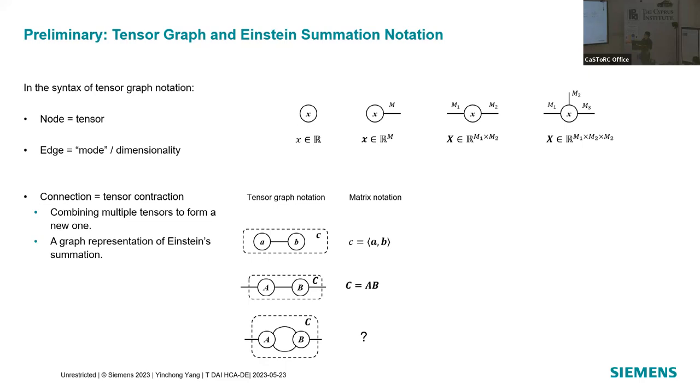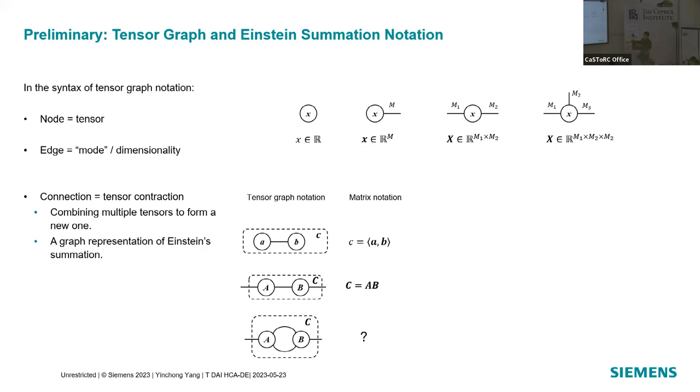this edge here. And this operation tells us that what happens in this tensor contraction is that we calculate the sum of all the components in tensor A and tensor B over the mode, or over the dimensionality, that they share. So in matrix notation, what happens is just to calculate the dot product between these two vectors.